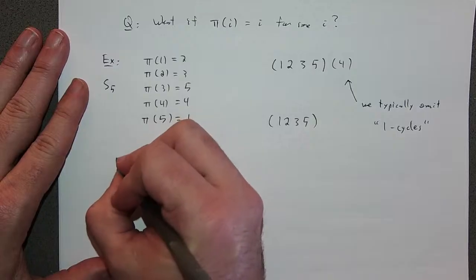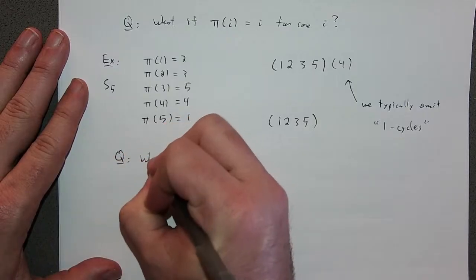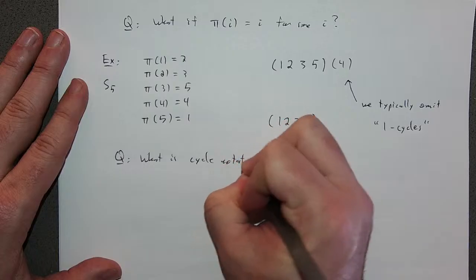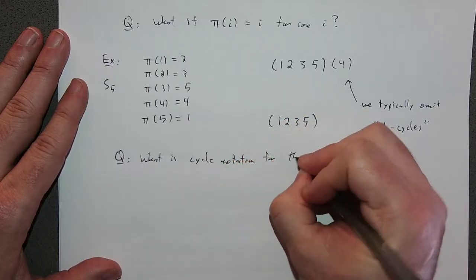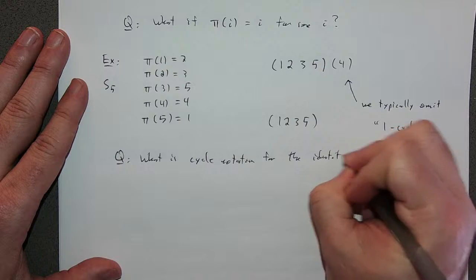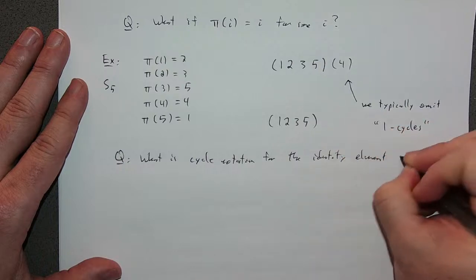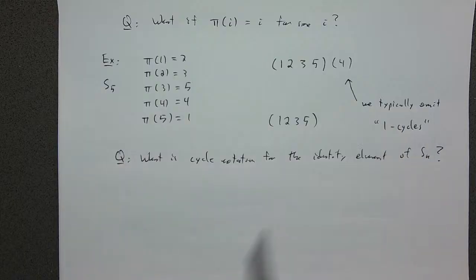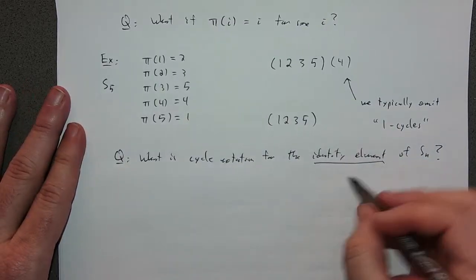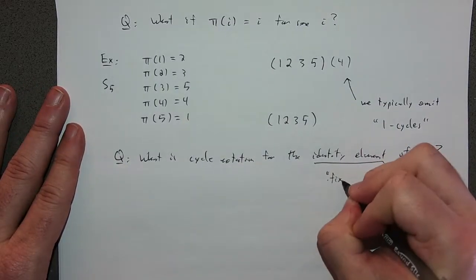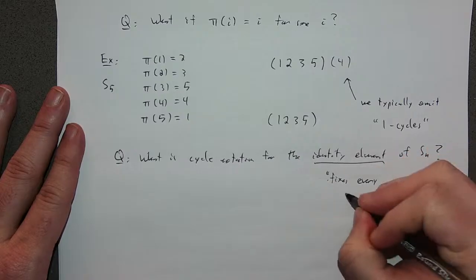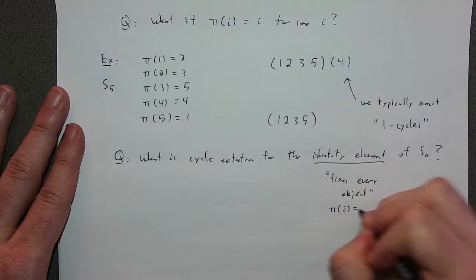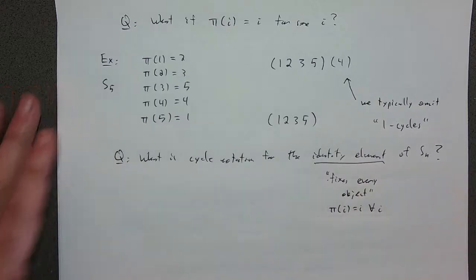What about the identity? What is cycle notation for the identity element of Sn? Because if we're omitting one cycles, the identity element of Sn fixes everything. So this fixes every object, i.e. pi of i is equal to i for all i.